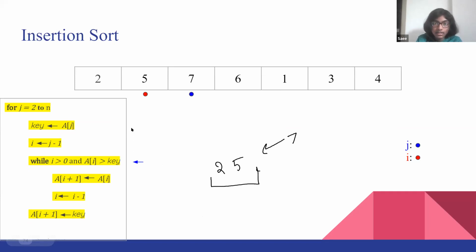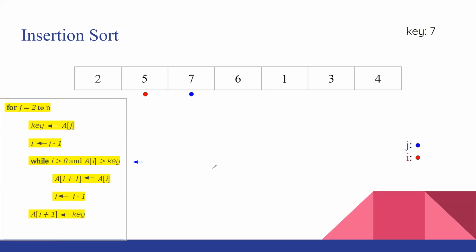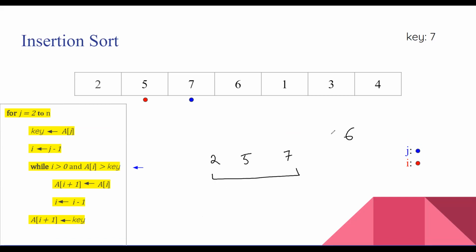Let me just clear everything. 2, 5, 7. First three numbers are nicely sorted. And then 6 comes in. And then we insert 6. Will it get inserted nicely? Not at the end, but yes. Sorry? Yes. Who is that? Who said yes?